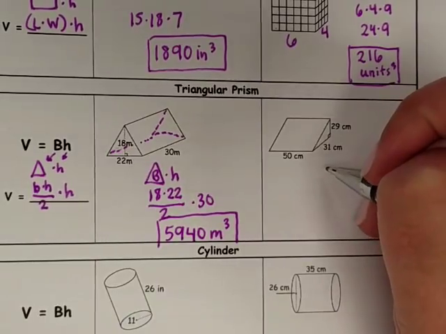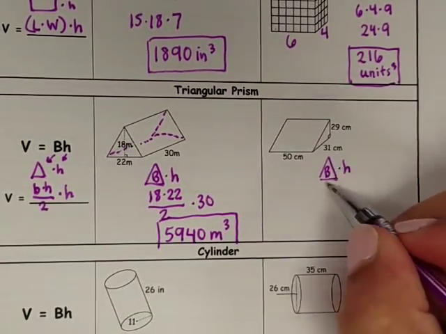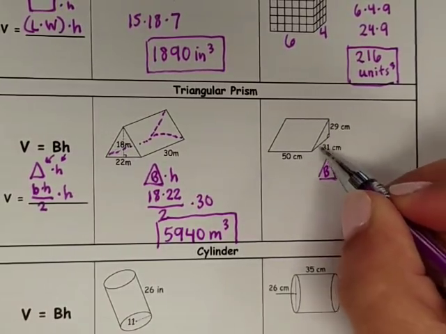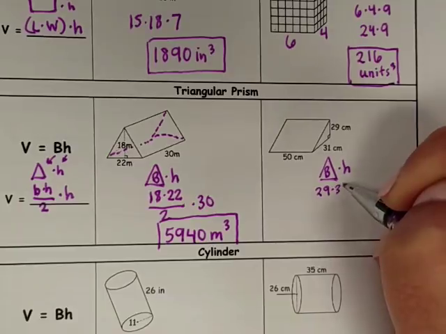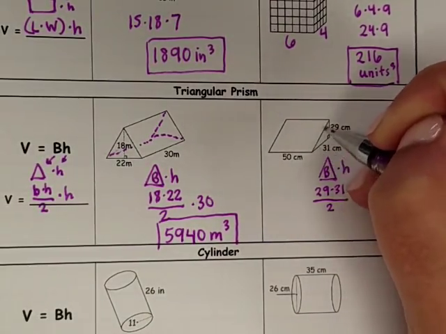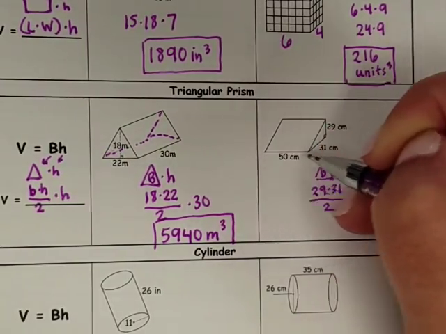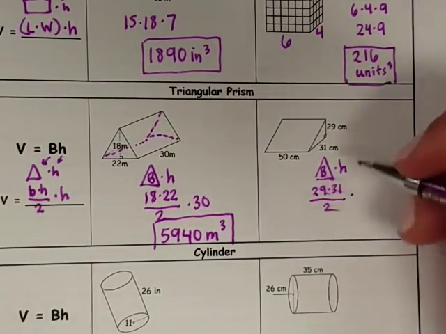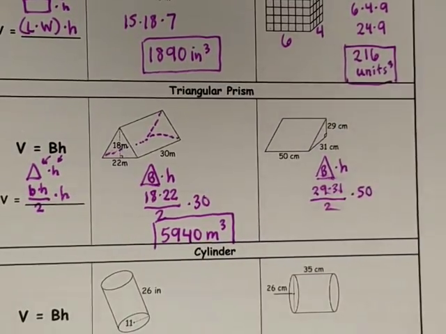So we know that the formula is base times height, area of your base, so area of your triangle. So my triangle is 29 times 31, but cut that in half for a triangle. So that gives me the area of the triangle, and then times the length, the height of the prism. So that gives me times 50.